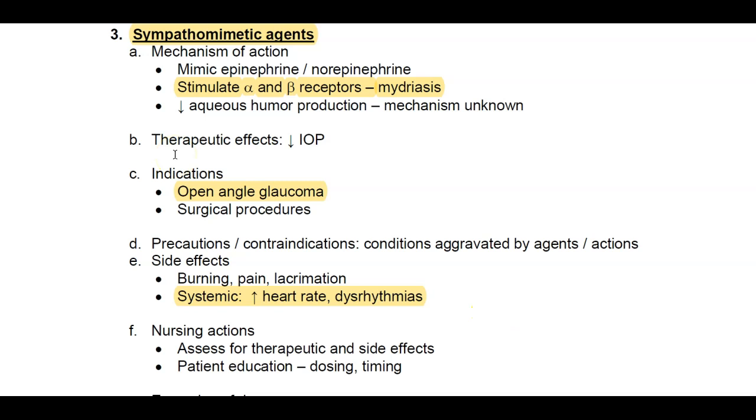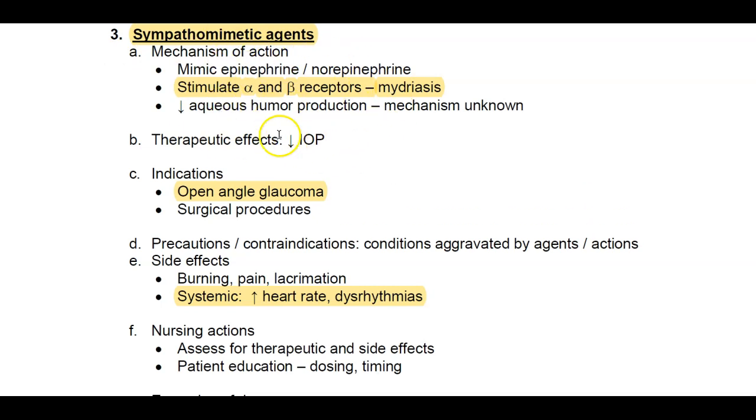Again, the therapeutic effect of glaucoma agents includes decrease in intraocular pressure. Sympathomimetic agents are used for open-angle glaucoma as well as surgical procedures. Same precautions and contraindications as the other ones. And side effects include burning, pain, and lacrimation. Systemic effects that you have to remember, right? So these are agonists. So if you look at the receptors that it's stimulating, right?